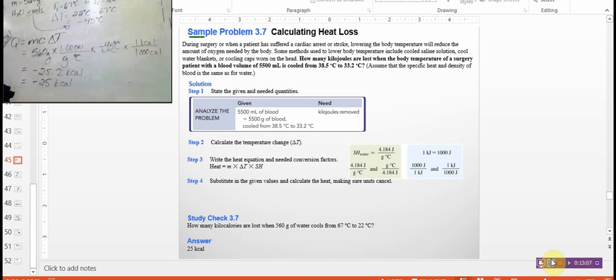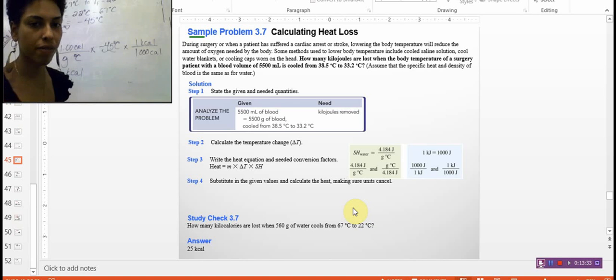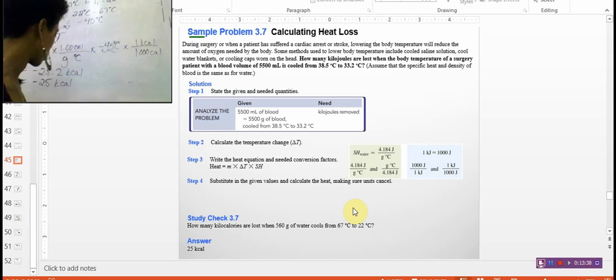The example gives an answer of 25 kilocalories, and they're just giving you an absolute value, but if I'm saying that I'm losing 25 kilocalories, then it is assumed that it is a negative amount, right? But delta T is always going to be T final minus T initial. Always. Delta T is always T final minus T initial. Remember that. Let's move on.